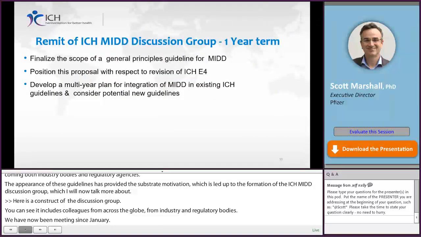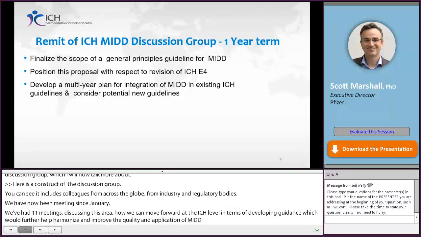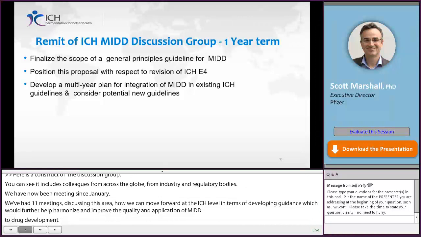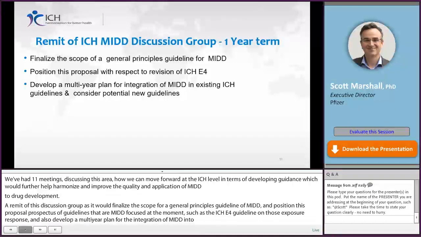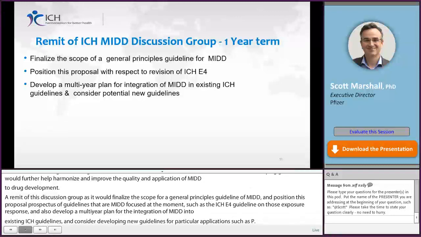So the remit of this discussion group is that it would finalise the scope for a general principles guideline on MIDD and position this proposal with respect to update of guidelines that are MIDD focused at the moment, such as the ICH E4 guideline on dose exposure response, and also develop a multi-year plan for the integration of MIDD into existing ICH guidelines while potentially considering developing new guidelines for particular applications such as POP-PK, PBPK, etc. The remit of this group is 1 year in duration, and we're looking to read out at the end of this year.